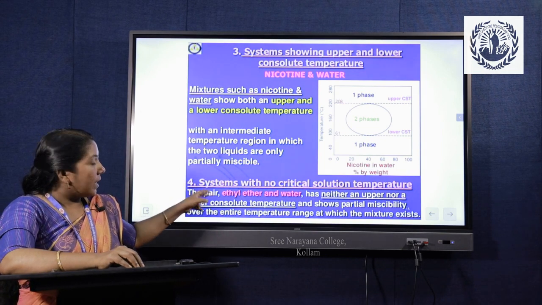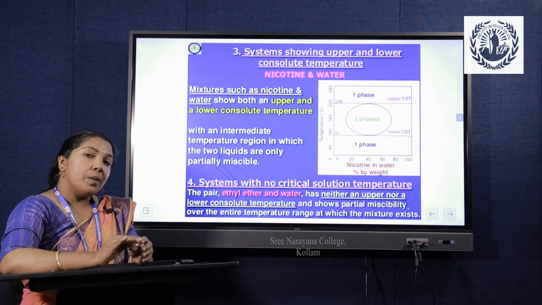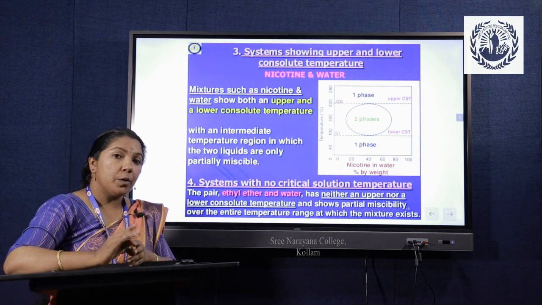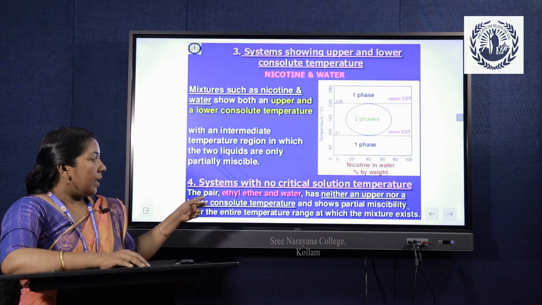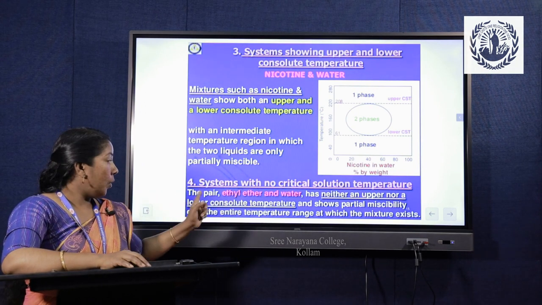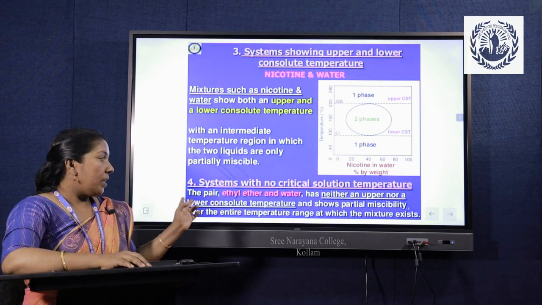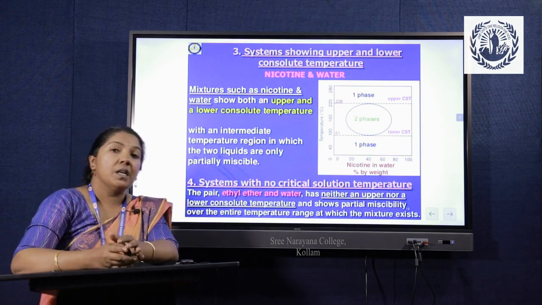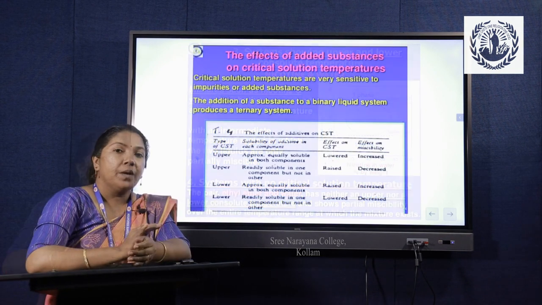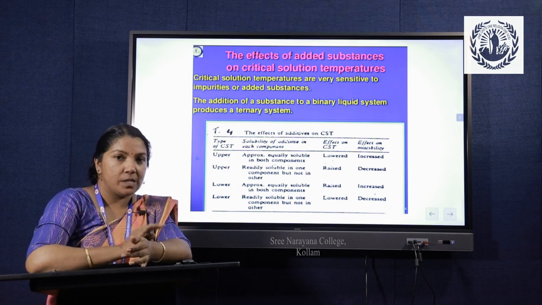The fourth category is systems with no critical solution temperature, that is, temperature does not have much effect on the solubility of such systems. The pair diethyl ether and water has neither an upper nor a lower consolute temperature and shows partial miscibility over the entire temperature range at which the mixture exists. So, we have already discussed the effect of temperature on miscibility of liquid systems.